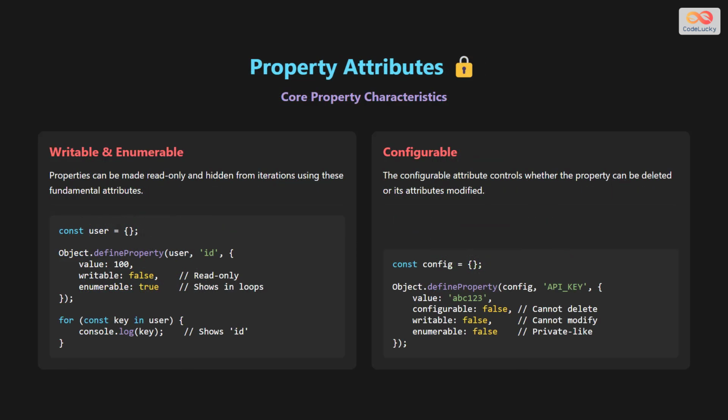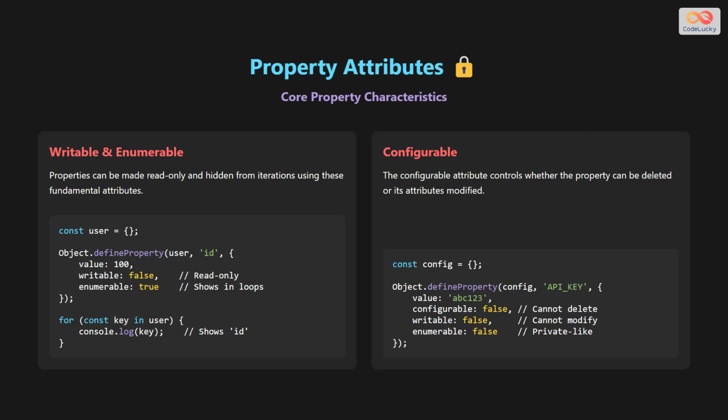Each JavaScript object property has attributes that control how it behaves. Two fundamental attributes are writable and enumerable. The writable attribute determines if a property's value can be changed, making it read-only when false. The enumerable attribute determines if a property appears during loops or object inspections. The configurable attribute controls whether the property can be deleted or its attributes modified.